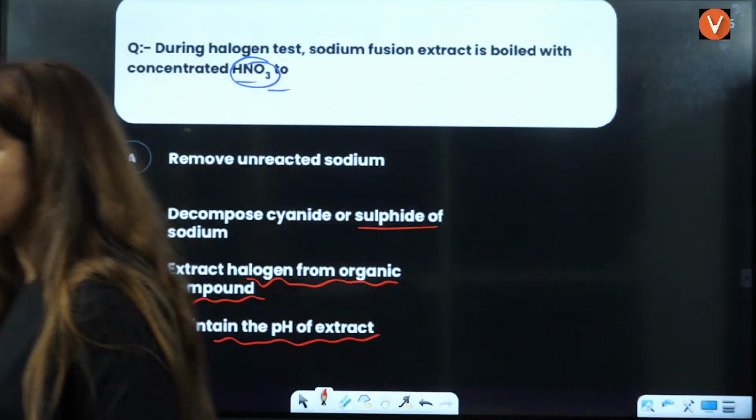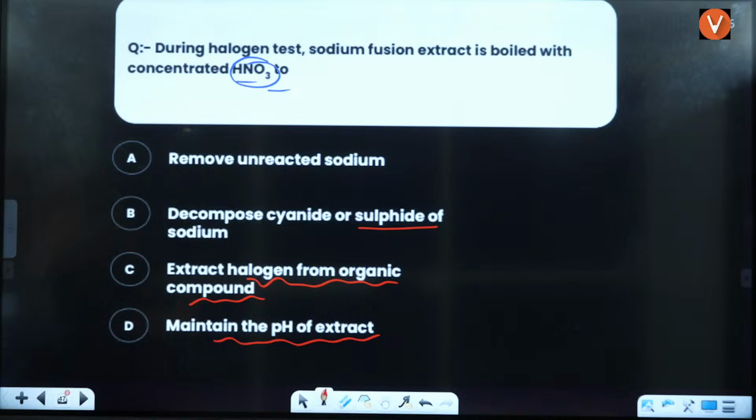So what is the correct answer? Everybody let me know in the comment section. What is the correct answer, everyone? I'm audible, right? Okay. So what is the correct answer, everybody? Just let me see. Okay, sure.